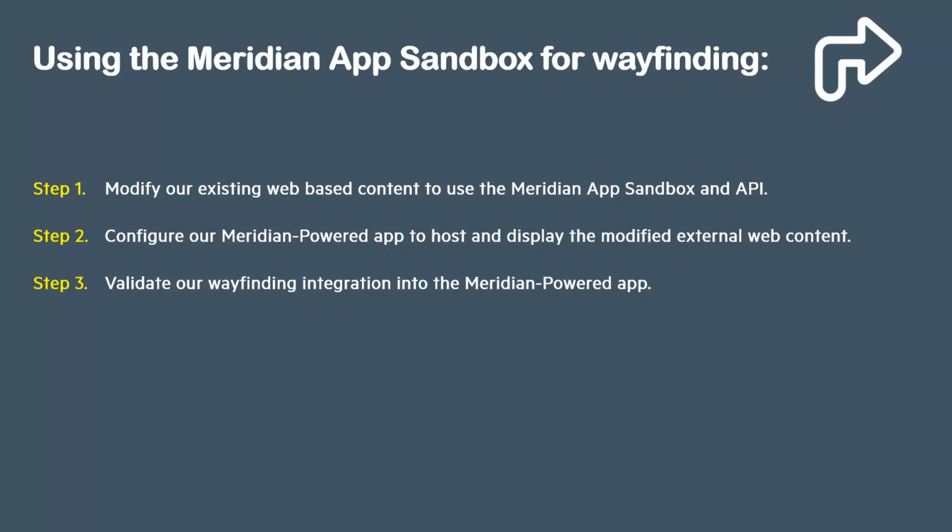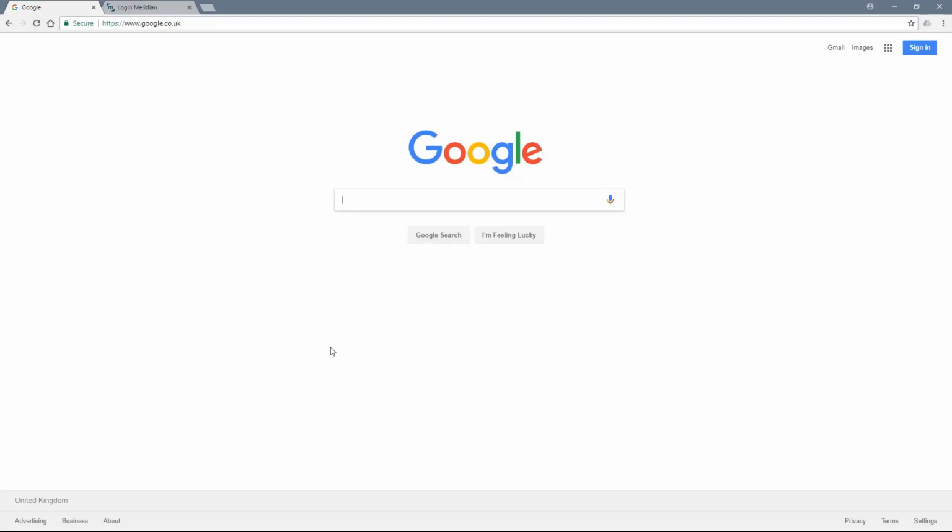So, these are the three simple steps to add a directions button to an existing external web page that will invoke the Meridian wayfinding. In our example, the button will provide the user turn-by-turn directions to the cafeteria. Okay, the first step is to modify our existing web-based content to use the Meridian App Sandbox and its API. So let's have a look at the existing external web page.